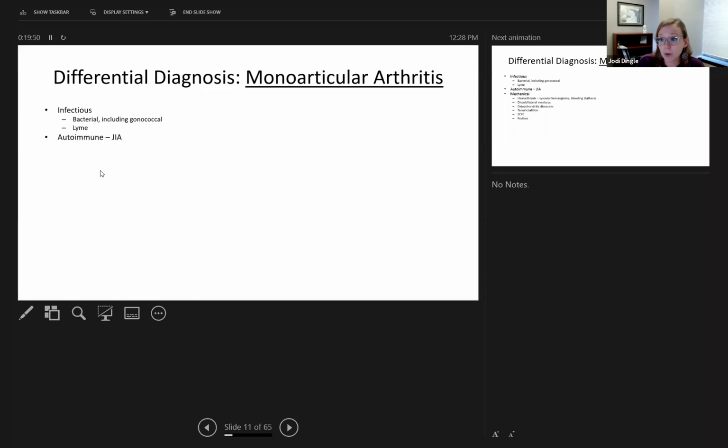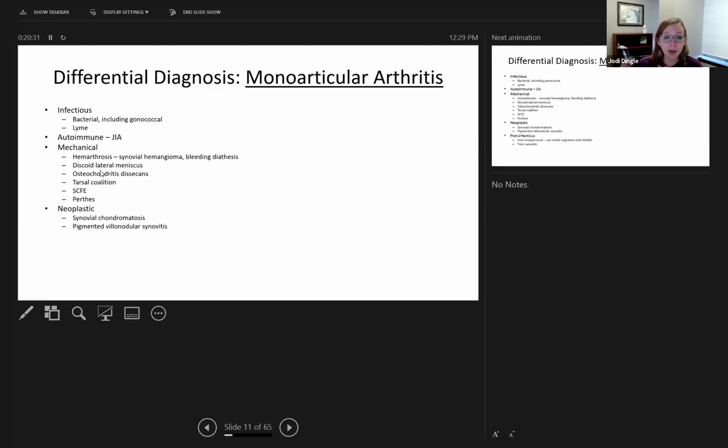Autoimmune, of course, JIA would be the most likely. And then mechanical, there's lots of things that can give you real arthritis in a joint. So any reason that you could have a hemarthrosis, so whether you have some kind of bleeding disorder, synovial hemangiomas can cause hemarthrosis. Discoid lateral meniscus can mimic inflammatory arthritis. Osteochondritis dissecans. Tarsal coalition in the foot can cause a limitation of range of motion in that subtalar motion. Legg-Calvé-Perthes disease.